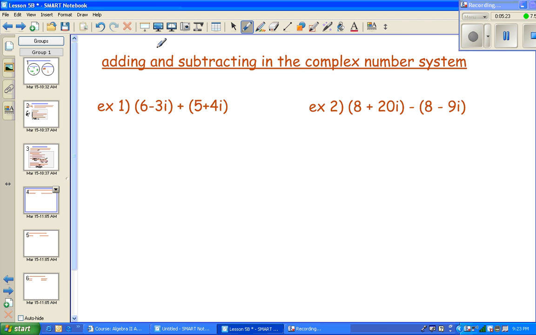Okay, so here's an example of adding and then an example of subtracting. First thing we're going to do is combine our 6 and our 5, so we have 6 plus 5. We're going to group those together because they are part of the real system. And then we are going to group our imaginaries together. So we have negative 3i and grouped with positive 4i. So once you figure out who you're working with, go ahead and simplify that. That's going to give us 11 plus 1i.